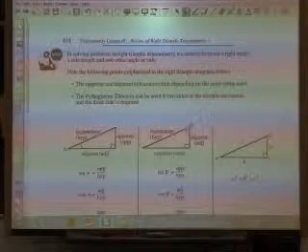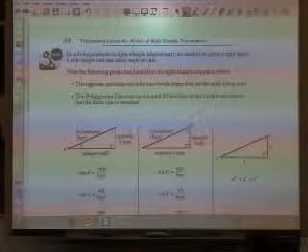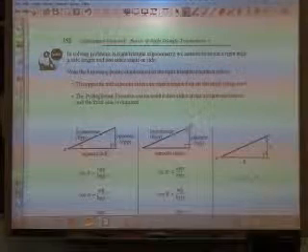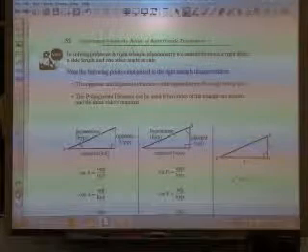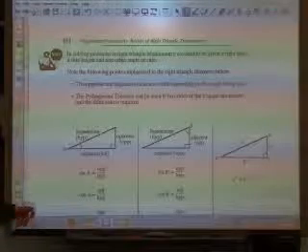So when we are solving right triangle trigonometry, we have to be given either the right angle, a side length, and either another angle or another side. So we need 3 pieces of information in order to solve triangles.